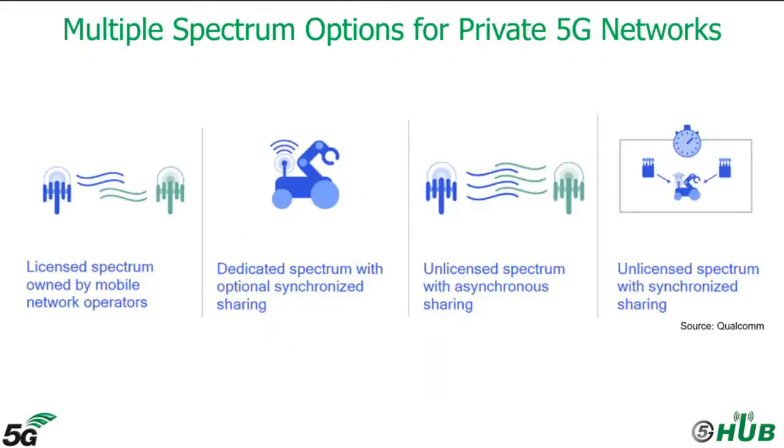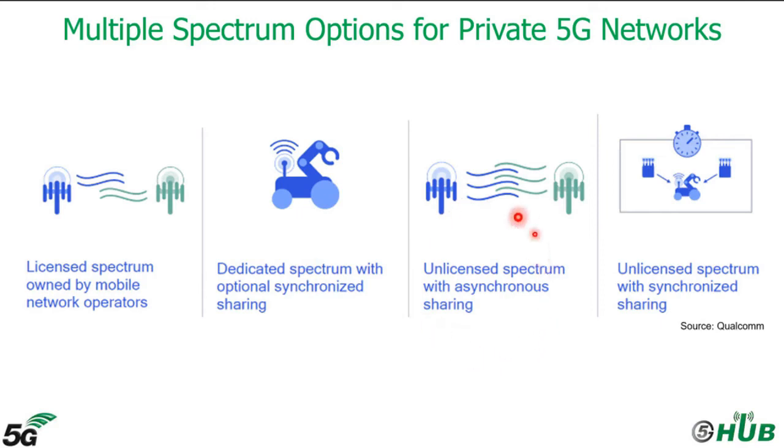What is the difference between a 4G private network and a 5G private network? Unlike 4G LTE, 5G offers multiple options for allocating spectrum to private networks, including acquisition of licensed spectrum in a specific geographic area for the mobile network. In some cases, use unlicensed spectrum with both synchronized and unsynchronized sharing. In some countries, spectrum has been specially allocated for industrial IoT, for example in Germany. So there are multiple spectrum options for private 5G.